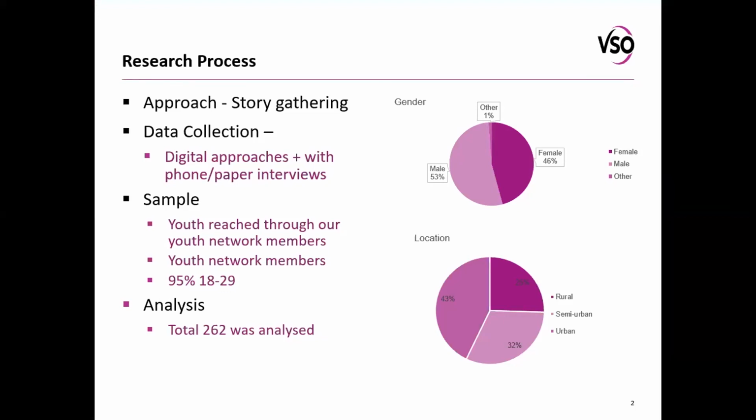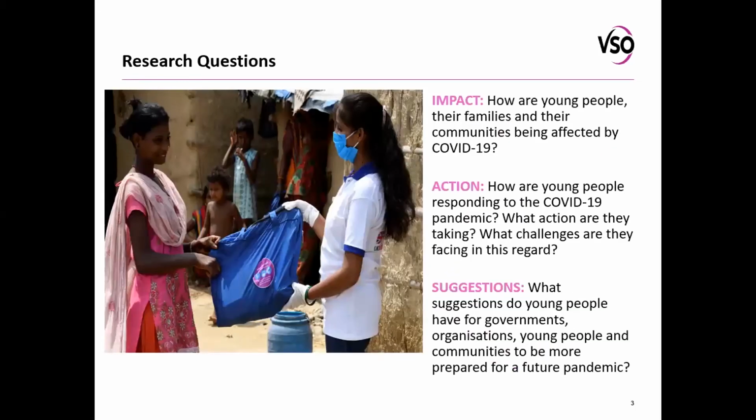95% of our respondents were youth between the ages of 18 to 29. Actually, about 55% of them were under 24. After collecting about 300 stories, we were able to analyze 262 responses coming from 17 countries. The research questions were framed around three areas in general. The first one was the impact that the pandemic had on youth themselves, their families, and their communities. The second was on response actions youth were taking at that time and related challenges. And the last one was to capture their suggestions and recommendations on how to be better prepared for such a context in the future.